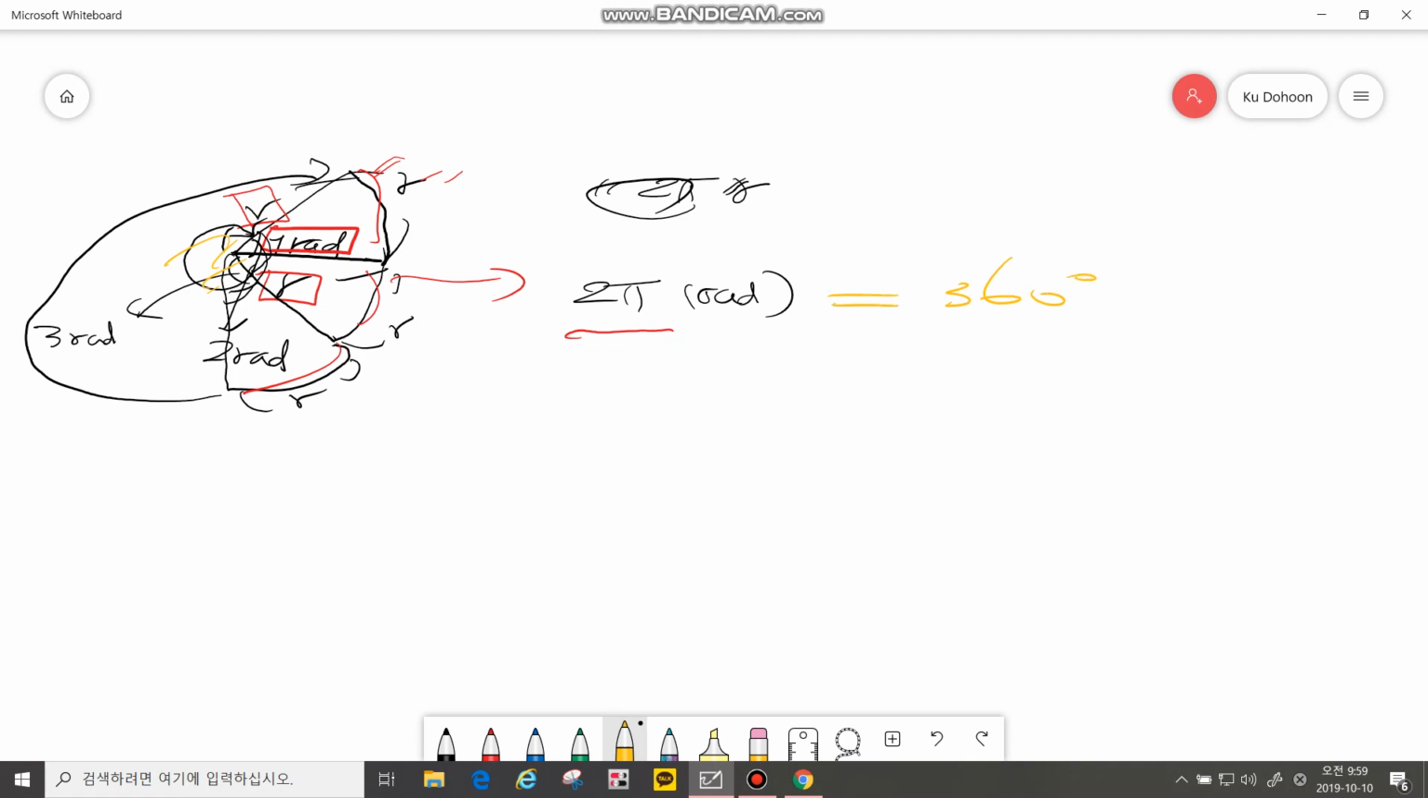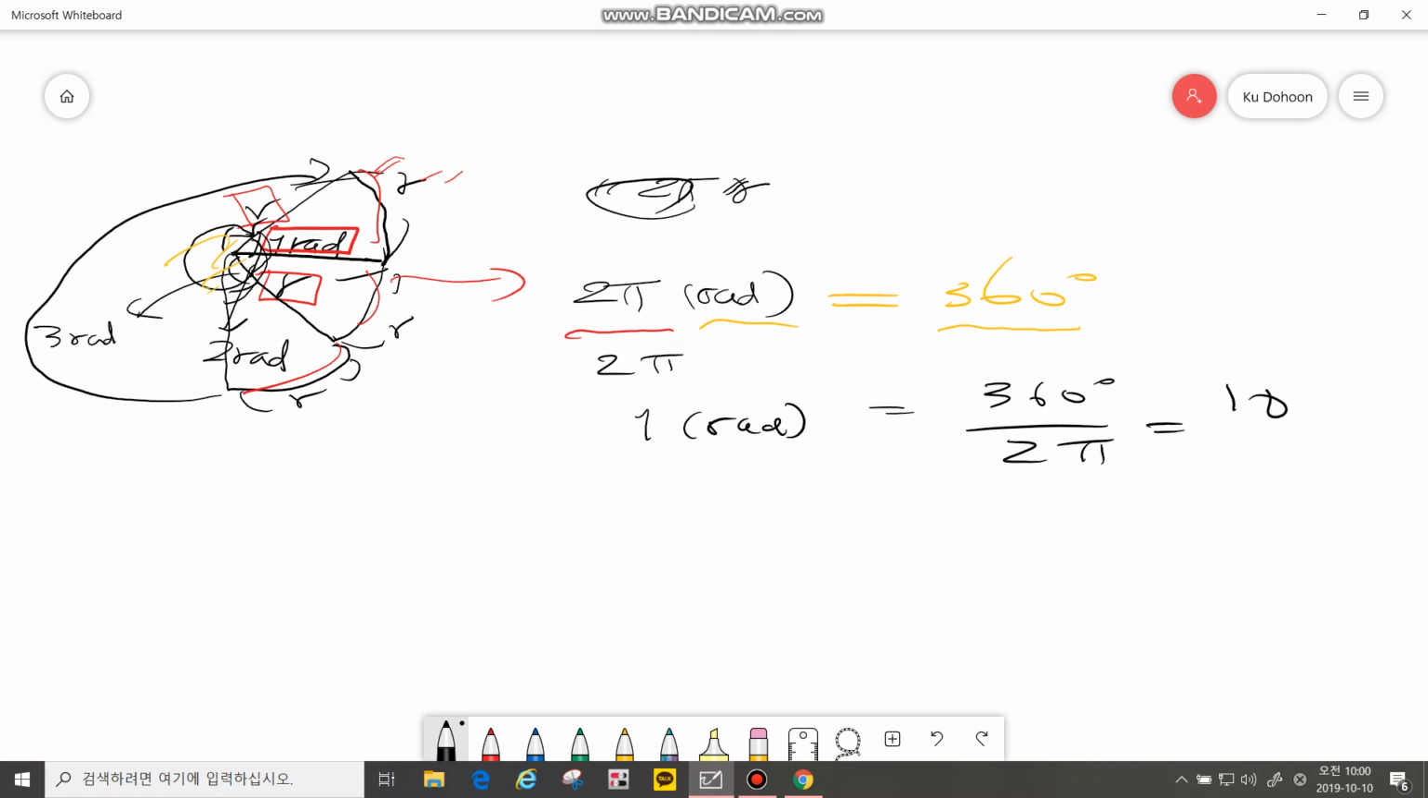2 pi, I said, radian is a real number. 360 is not a real number. This is just a measure. So as you know, 360 degrees is 2 pi. So how do you get 1 radian? Just divide both sides by 2 pi. Think of this as a ratio. 360 divided by 2 pi, then you have 180 divided by pi. So this is what radian means, all right?